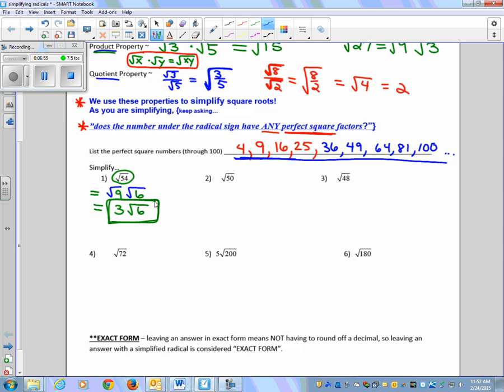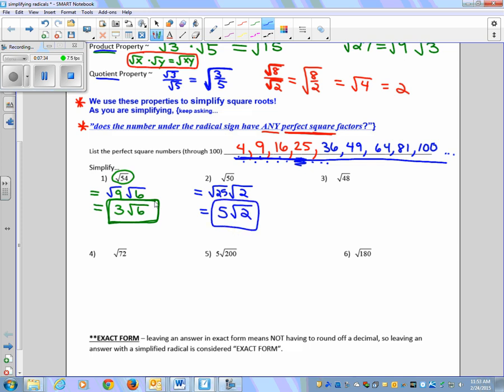Let's try number 2. Again, asking ourselves, is there a perfect square number from this list that goes into 50? Well, 4 doesn't, 9 doesn't. You want the biggest one possible too. So 25 does go into 50 2 times. 25 is a perfect square. So the square root of 50 equals the square root of 25 times the square root of 2. And the square root of 25 can be simplified as just 5. And then the square root of 2 stays the square root of 2.